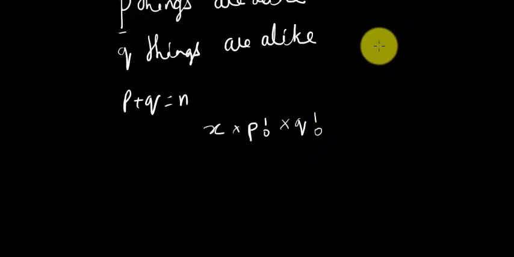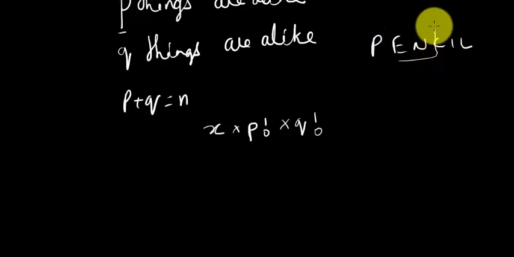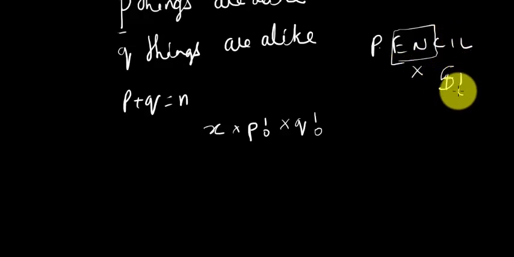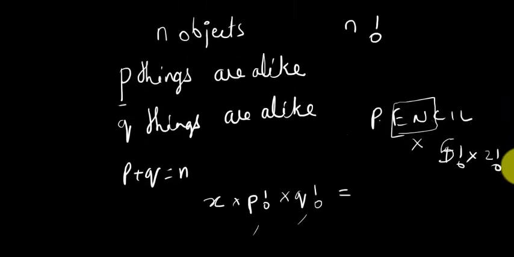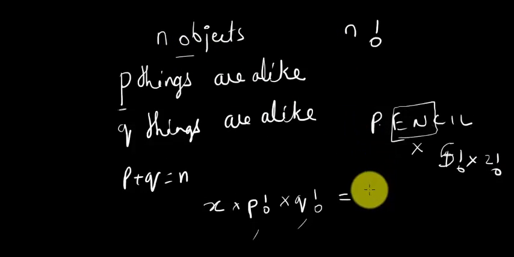For example, when we had the situation where we had to take P-E-N-C-I-L, and then we had two letters to be together, what did we do? We took this as an x, and then we said P, 1, 2, 3, 4 factorial, 1, 2, 3, 4, 5 factorial, into 2 factorial, which is E and N, which can be permuted amongst themselves. So that's exactly what I'm doing here. So p things can be permuted amongst themselves in p factorial ways, and q things can be permuted in q factorial ways. Well, this is nothing but the permutation of n objects, which is n factorial.